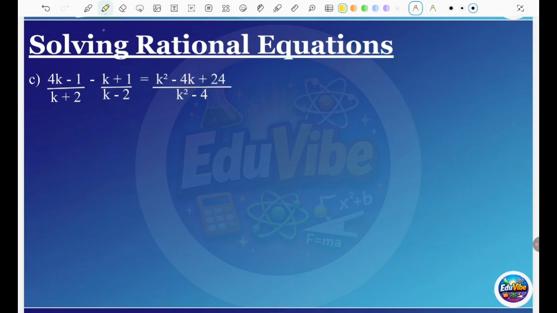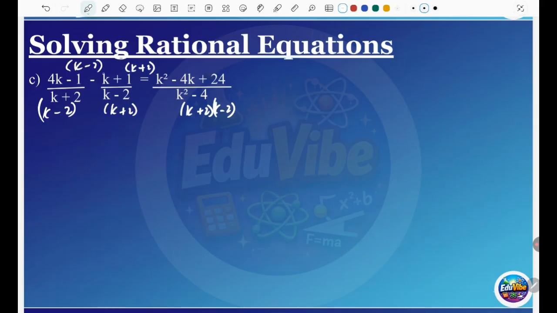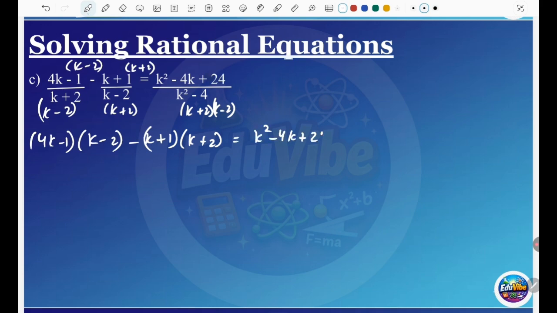So basically we have k plus 2 and k minus 2. This has to be multiplied by k plus 2, and k minus 2 multiplied with that, and k minus 2 multiplied with that. So what we are basically left with is 4k minus 1, and we have k minus 2 minus k plus 1, and we have a k plus 2 is equal to k square minus 4k plus 24. All things cut out at the end when it goes on the other side.